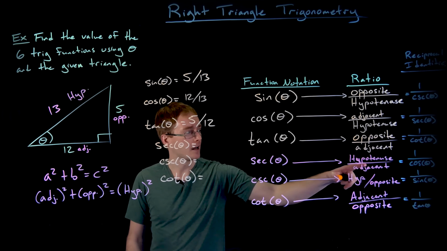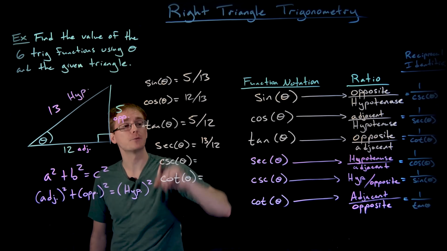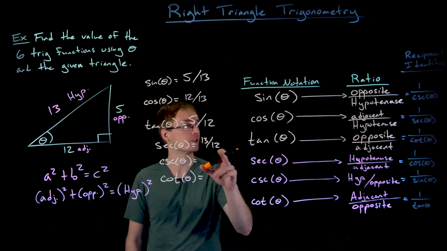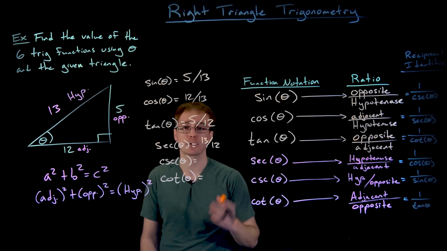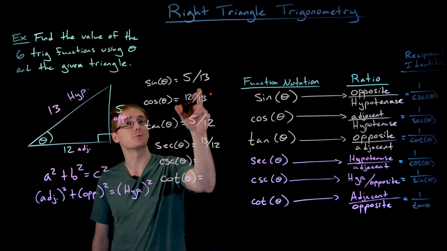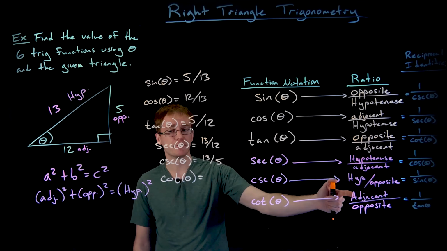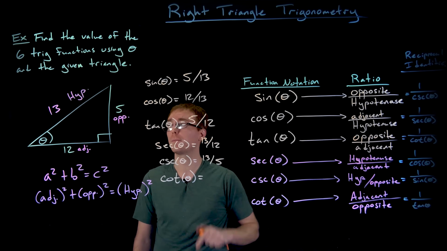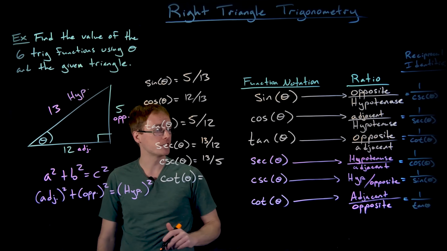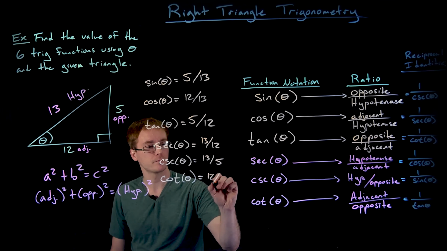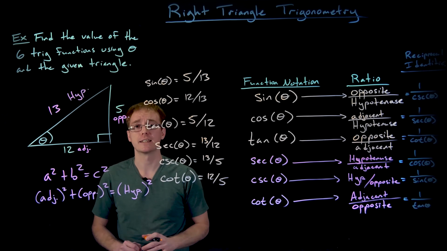Secant is going to be hypotenuse over adjacent, so that'll be 13/12. Notice that is the reciprocal, or just the flipped over fraction of our cosine value of 12/13. That matches up with our reciprocal identity. Secant is just the reciprocal, or 1 over cosine. Cosecant is the reciprocal of sine, 1 over sine. So that'll be 13/5. We could also evaluate that using the definition of cosecant as hypotenuse over opposite. Hypotenuse is 13, opposite is 5. 13/5 is what we get. And cotangent is the reciprocal of tangent. So that'll be 12/5. Or you can also think of that as adjacent over opposite. That's another way to get your cotangent value.